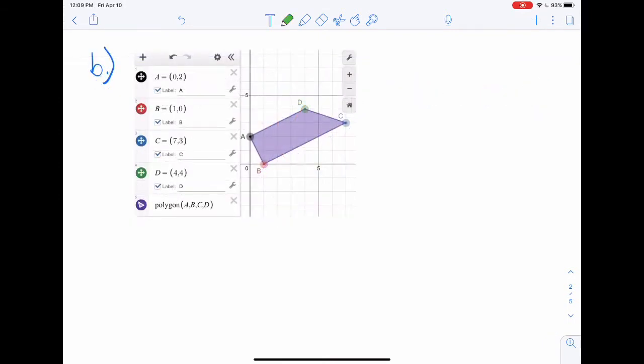So here we have the graph of the 4 points from letter B. It appears to be a right trapezoid. But is it? How can we prove that? Well, you need to prove the definition of a right trapezoid. So find that definition. You can look at your shapes toolkit.